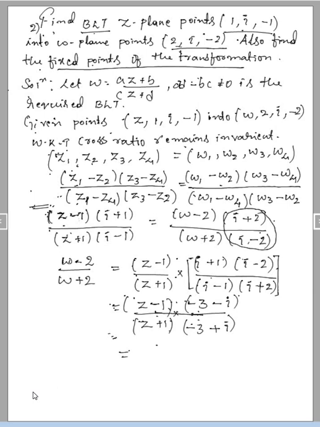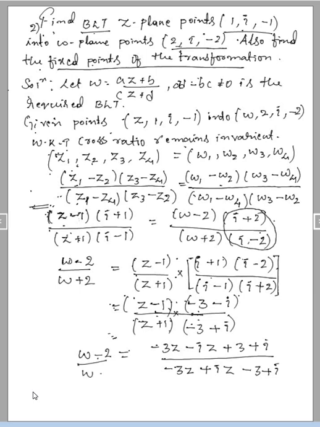So, which is nothing but minus 3Z minus IZ plus 3 plus I, whole divided by minus 3Z plus IZ minus 3 plus I. So, which is nothing but what? Which is equal to W minus 2 divided by W plus 2. Now cross multiply these two.